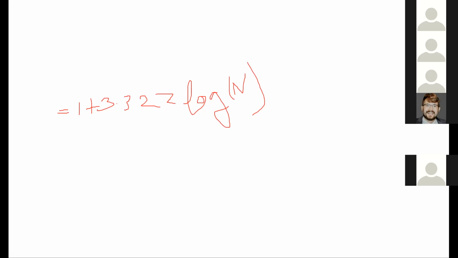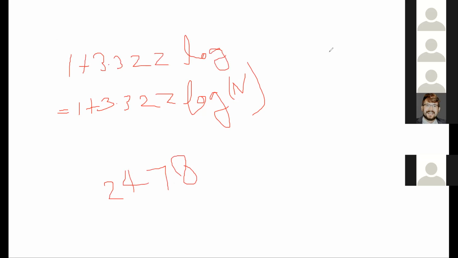For example, suppose we have 2,478 numbers. How many bins will there be? You have to plug these numbers into a simple calculator: 1 plus 3.322 log of 2478. So you can get the answer.